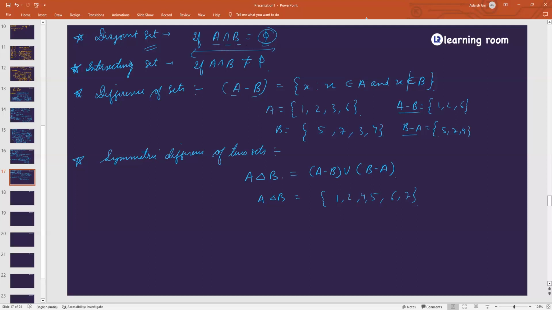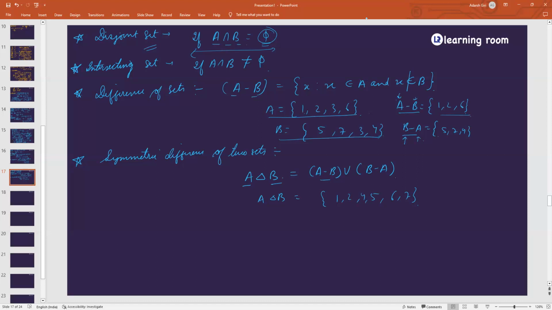Okay. So, the symmetric difference of sets. Let us say that we have a set A that is defined by this, and a set B that is defined by this. First we have to find A minus B, that means the elements that are present in A but should not be present in B. Those are 1, 2, and 6. Similarly, we have to find B minus A, the elements that are present in B but not present in A. So that will be this.